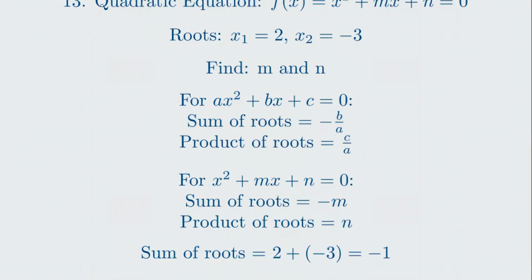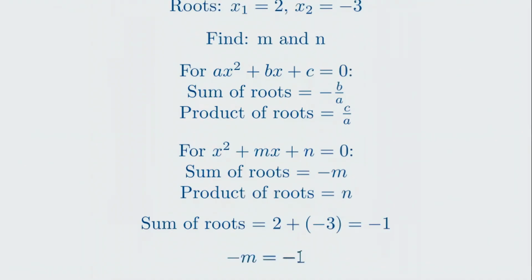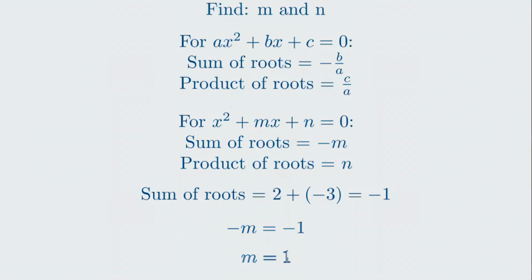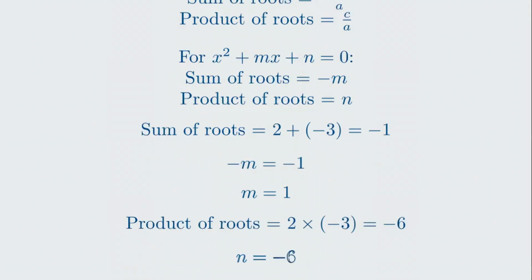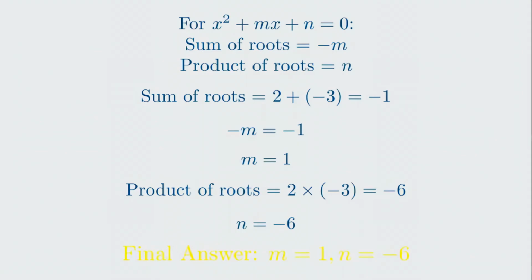We know the sum of the roots is also equal to negative m, so negative m equals negative 1. This means that the coefficient m must be positive 1. Now let's do the same for the product of the roots. The product of the roots is 2 times 3, which is 6. We know the product of the roots is also equal to n, so n must be 6. So we found that m equals 1 and n equals 6.